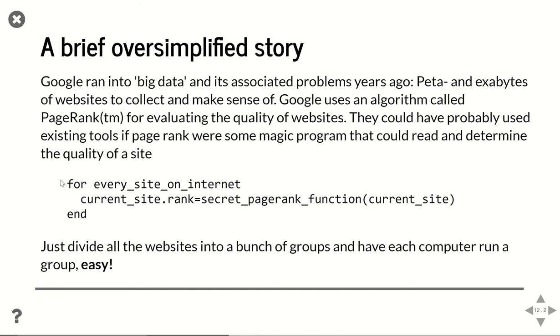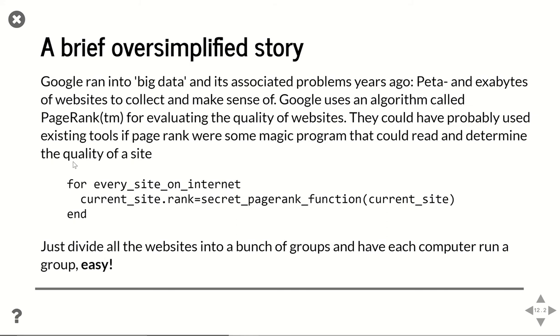So for every site on the internet, the current site rank is equal to a secret PageRank function on this current website. If you want to run this in parallel, this is quite easy. Even in MATLAB, you have the parfor function that you can run. In Python, it's also very simple. You can just divide the websites into a bunch of different groups and have each computer run on a group, and you can run it very quickly.